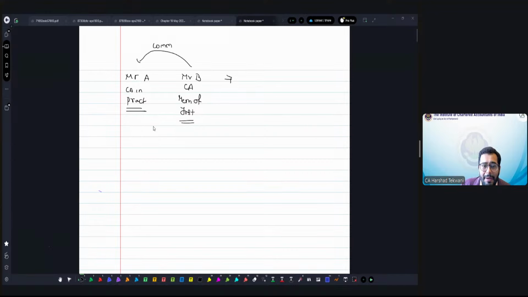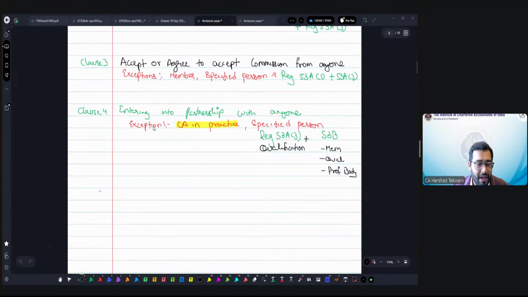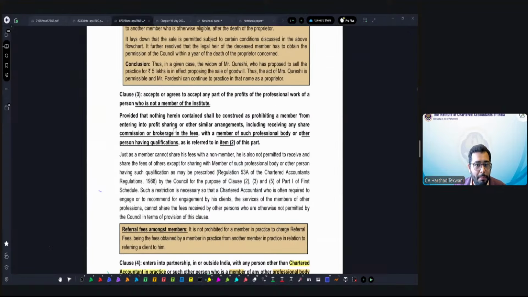Do you think it is permissible by clause 3? Yes, sir, it's permissible, sir. Yes, very good. When we were discussing clause 3, I specifically used the term member. I did not use the term CA in practice. The reason is that over there, if you accept commission from a member of institute, that is fine.